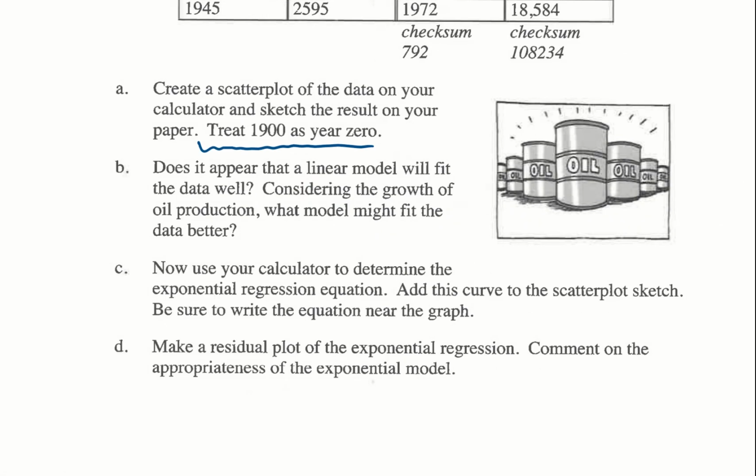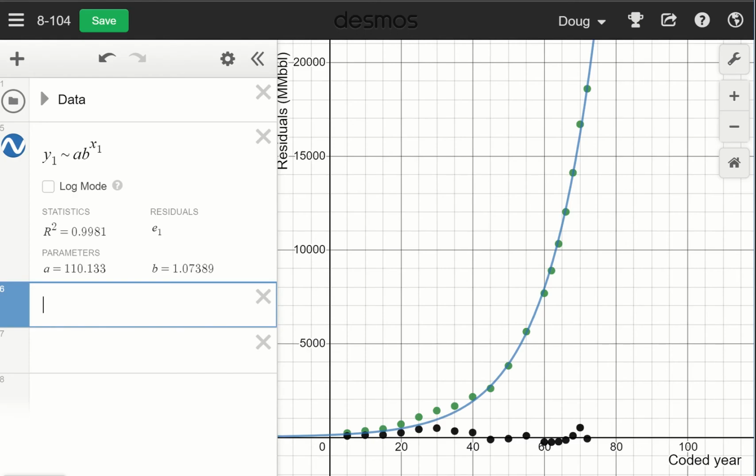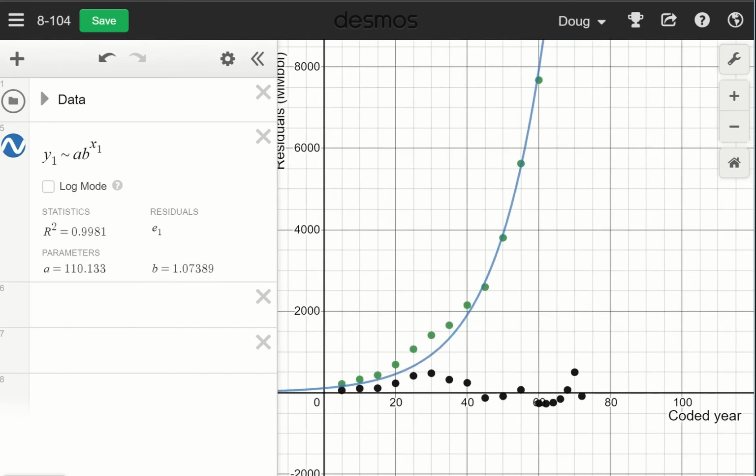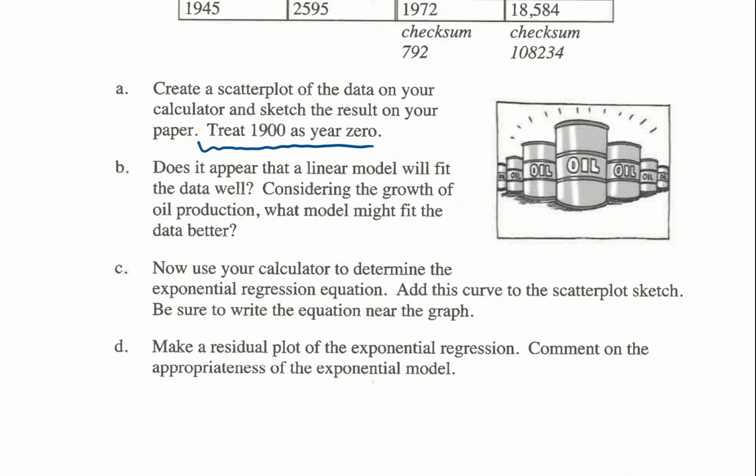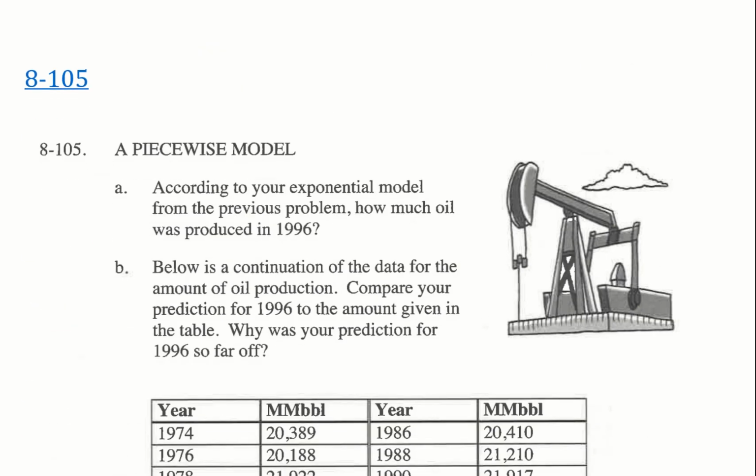It does say make a residual plot of the exponential regression, comment on the appropriateness of the exponential model. If I look at that again, I do see that it's high, it's low, it's high, it's low, it's high, it's low. It's not one pattern where it's just high, low, high. I can see that the points are roughly above and below at different points in the graph. So definitely a better model, and if we were to look at the residual plot of the linear model, it's definitely better than that. Okay, we are going to just briefly talk about this piecewise model.